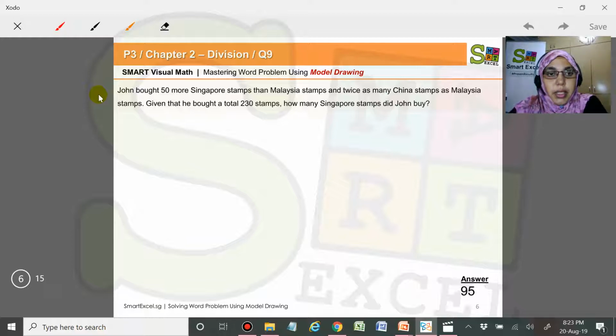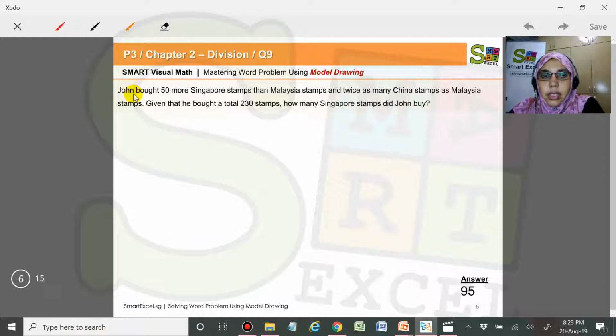Okay, shall we begin? John bought 50 more stamps, Singapore stamps, than Malaysian stamps, and twice as many China stamps as Malaysian stamps. Given that he bought a total of 230 stamps, how many Singapore stamps did John buy? Okay, so let's read again. John bought 50 more stamps, Singapore stamps, than Malaysian stamps.